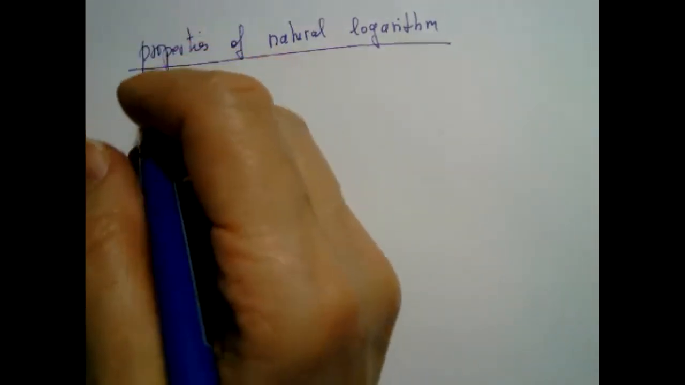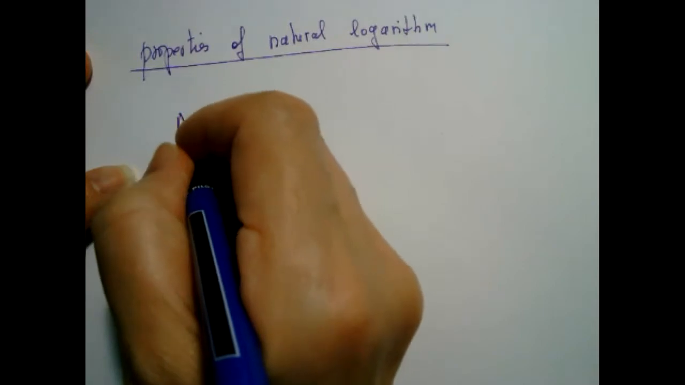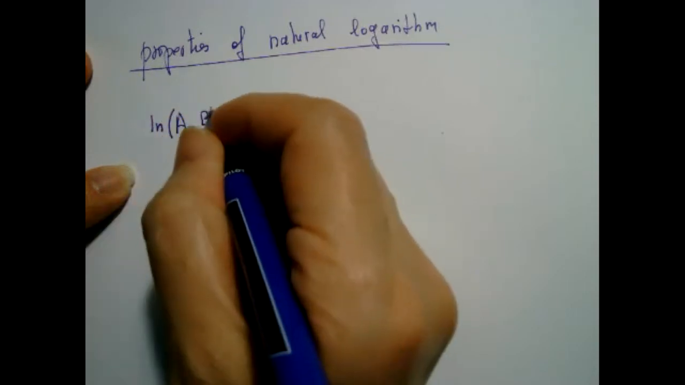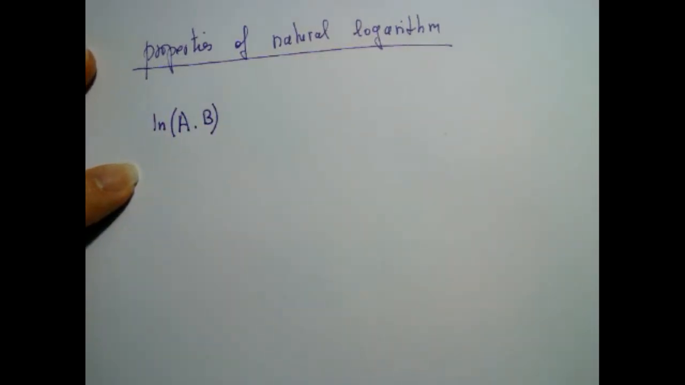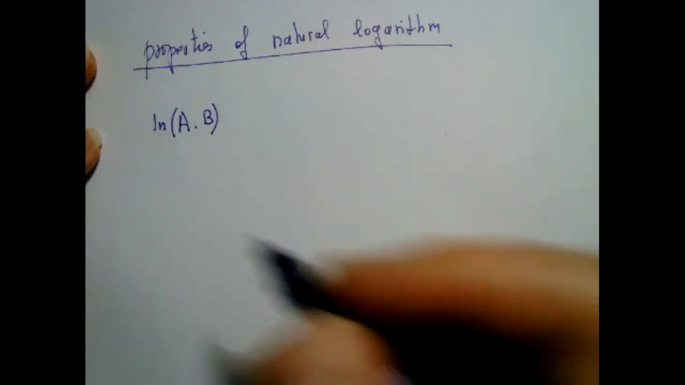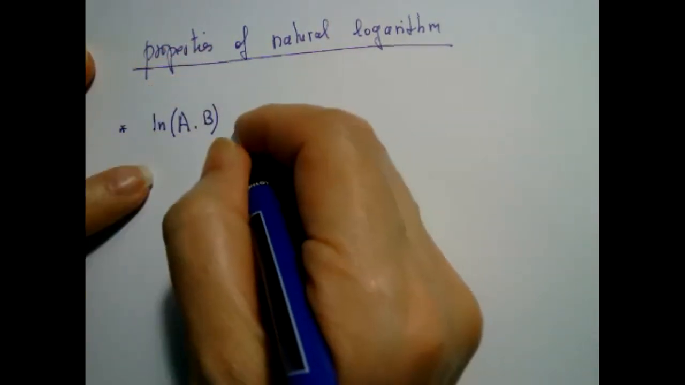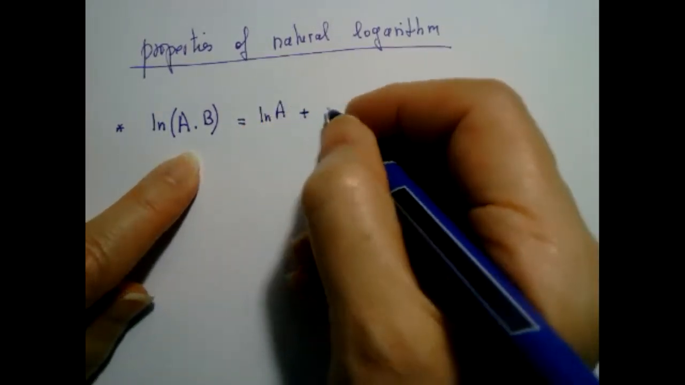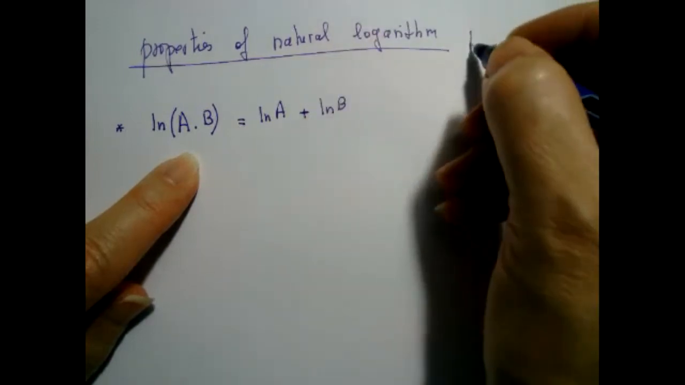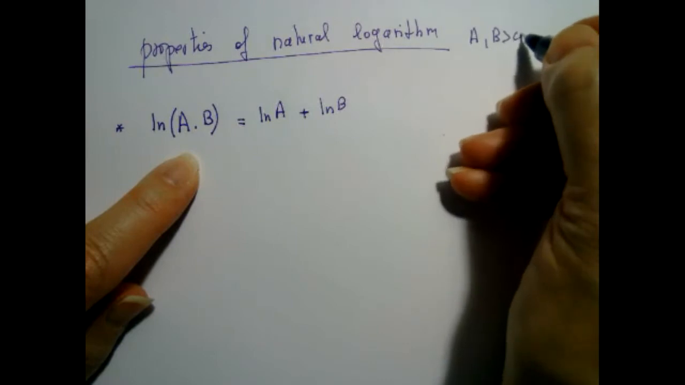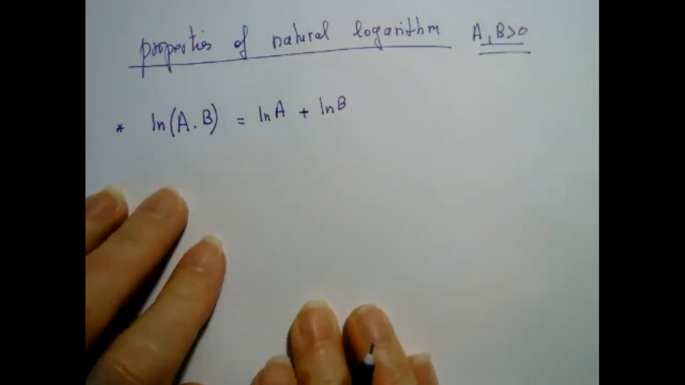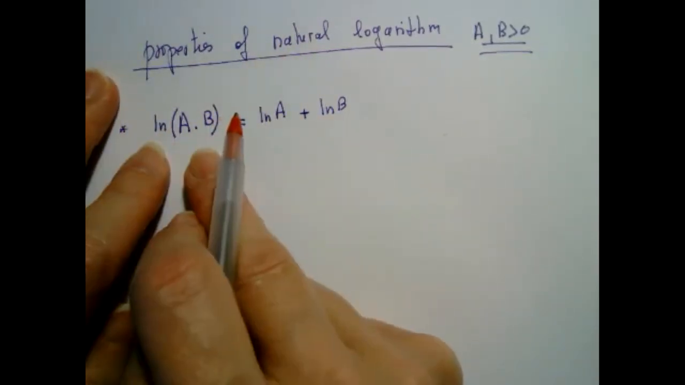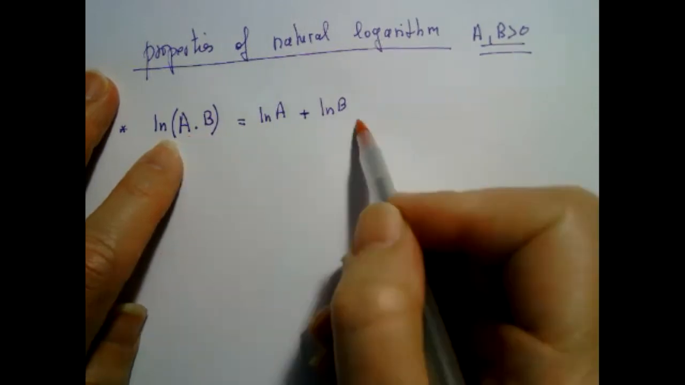So the first property is the following. Suppose I have two numbers, A and B, and then I multiply them, then I take their product. One of the properties of the log is the following. The ln of A times B is equal to the ln of A plus the ln of B. Here I'm assuming A, B positive. Otherwise, the log doesn't make sense. Let us see what this means. It means if I have two numbers, multiply them, then I take their log, it's like taking the ln of the first plus the ln of the second.